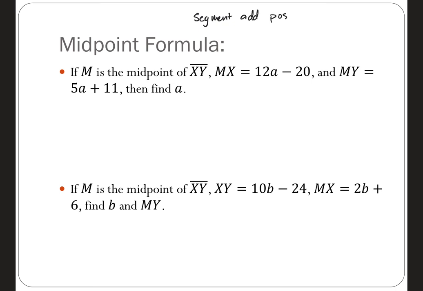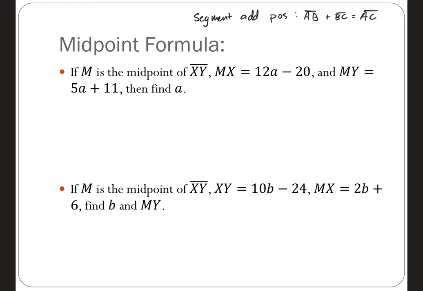You're going to rely on segment addition postulate for your starting point, which is a reminder that when you add the two pieces together, you get the whole. So segment AB plus BC is equal to segment AC. And that's the equation taken from the definition that you should already have in your notes.